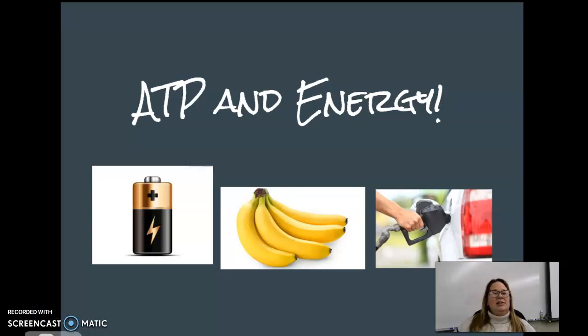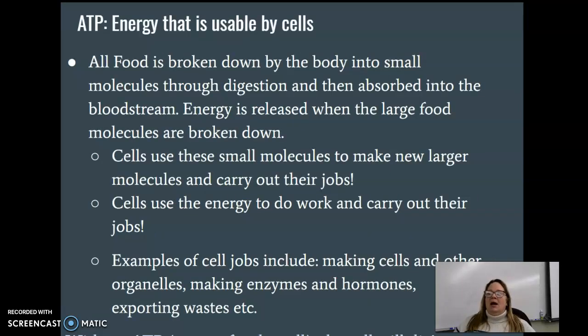Hi, this video is on cellular respiration. We're going to start talking about ATP because that is the point of cellular respiration, at the cellular level, making ATP for cell functions. So ATP stands for adenosine triphosphate, and it is the usable form of energy for cells.